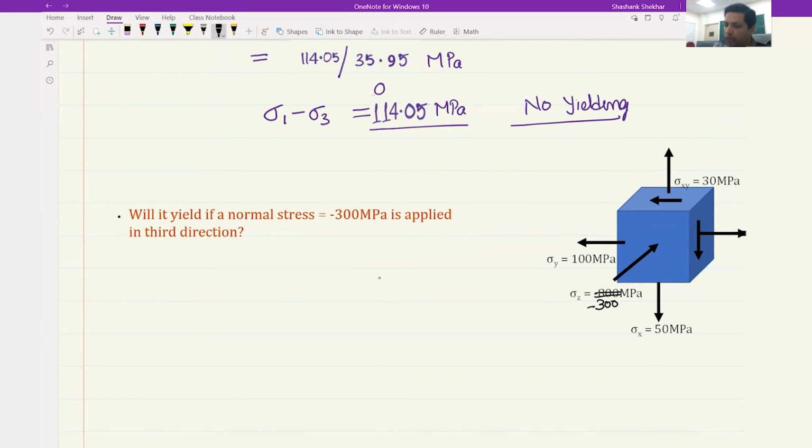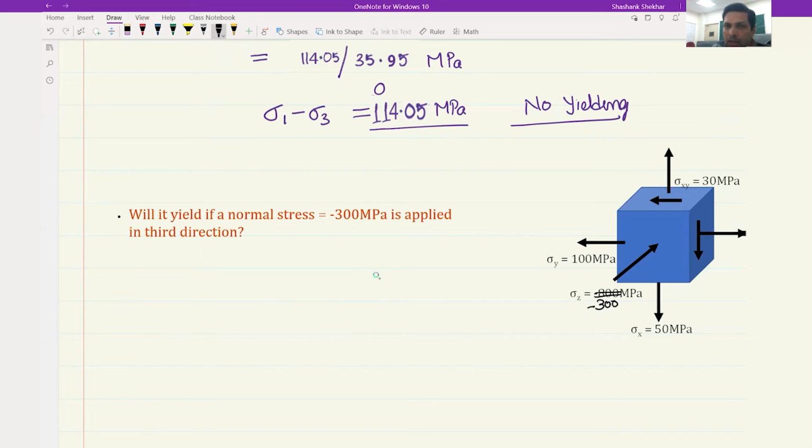So there is a compressive stress. Other conditions remain the same, but additionally you are now applying a 300 megapascal stress over here. The question is, will it yield if you are now applying this additional compressive stress of minus 300 MPa? Again, what we need to do is find sigma 1, sigma 2, sigma 3.